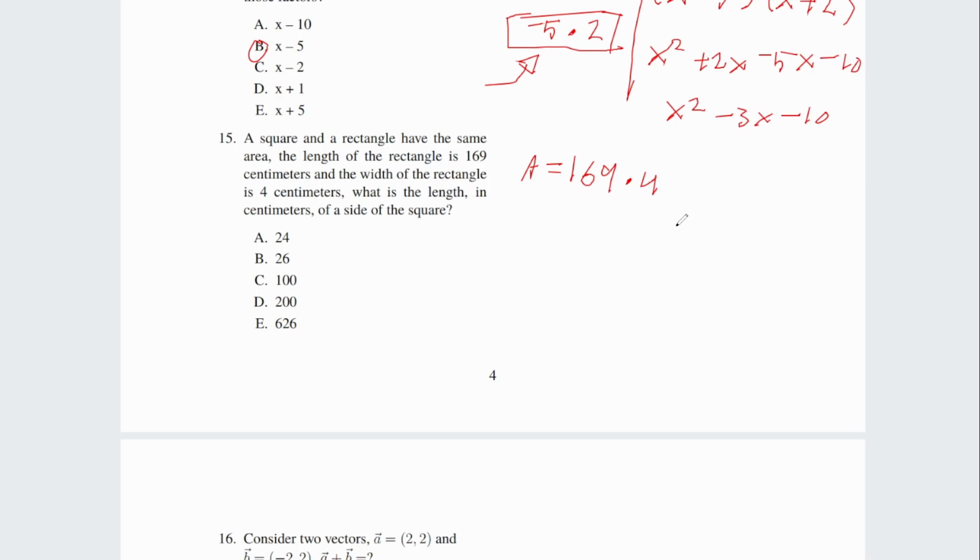Which we all need to get our calculators out for this one, unless we know our 169 times tables by heart, but I certainly didn't. So our area is going to equal 676.